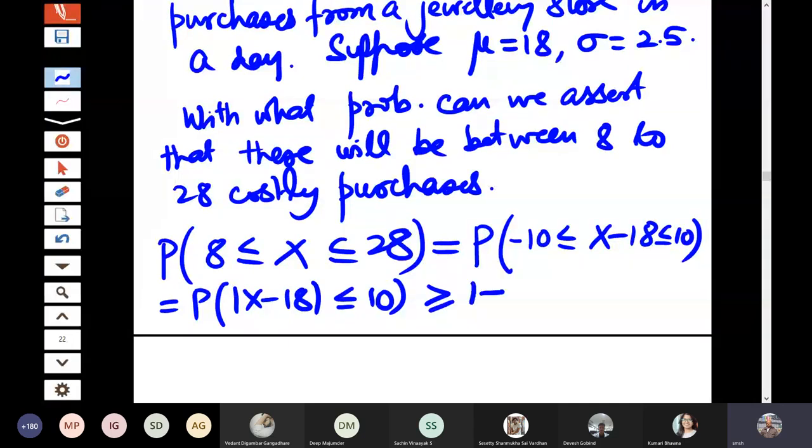By Chebyshev's inequality, it is greater than or equal to 1 minus sigma square by 100. Here sigma square is 2.5 square. So when you simplify, this simply becomes 15 by 16. So here you can see it is more than 90%, isn't it? You are getting 0.94 almost.